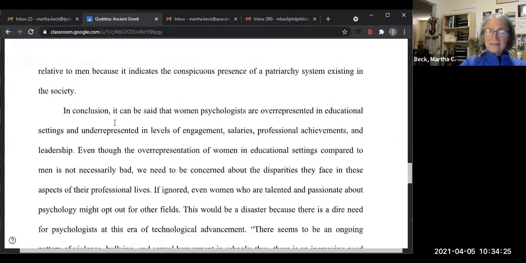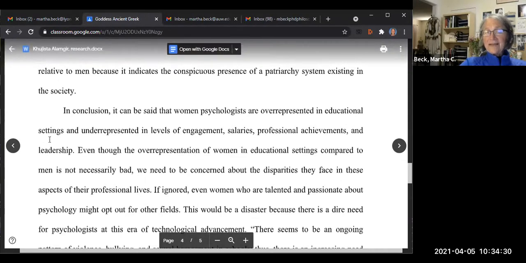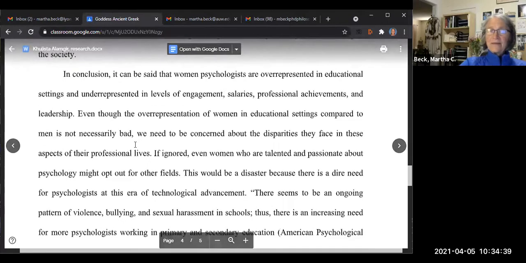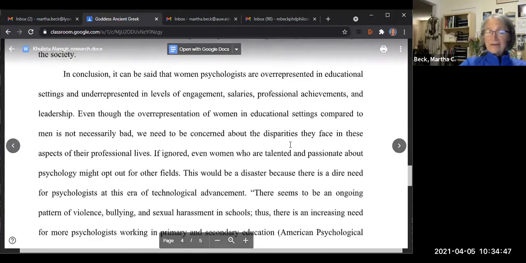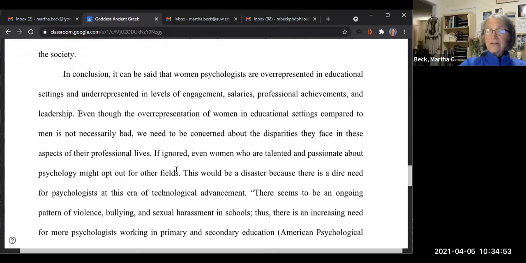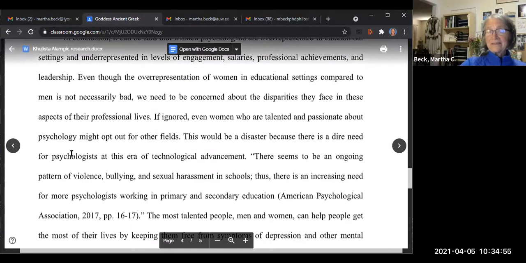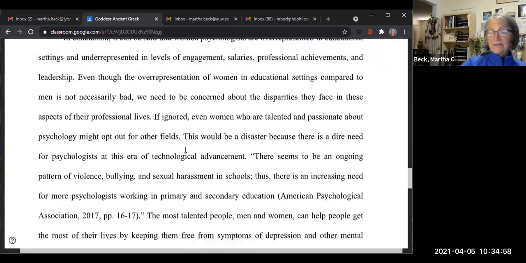Okay. Then the next, in conclusion, women are overrepresented in educational settings and underrepresented in engagement, salaries, professional activities, and leadership. Even though overrepresentation in education is not necessarily bad, we need to be concerned about the disparities in the aspects of their professional lives. If ignored, even women who are talented and passionate might opt out for other fields. This would be a disaster because there's a great need for psychologists.